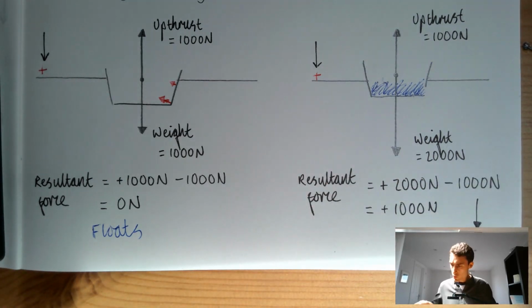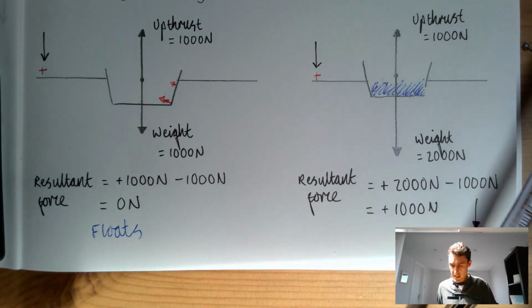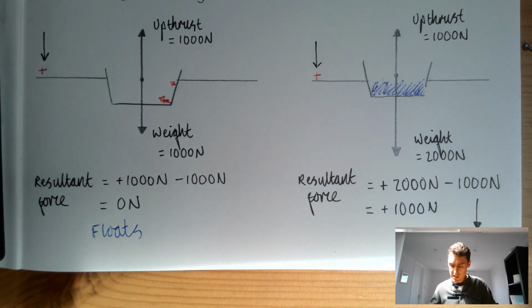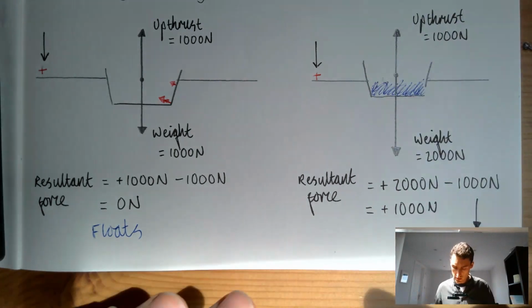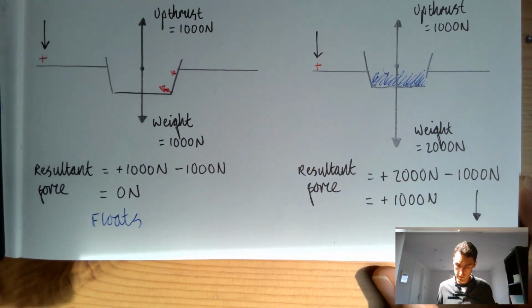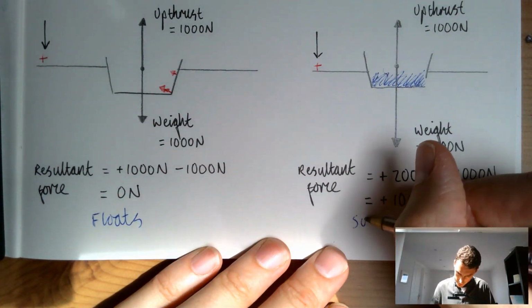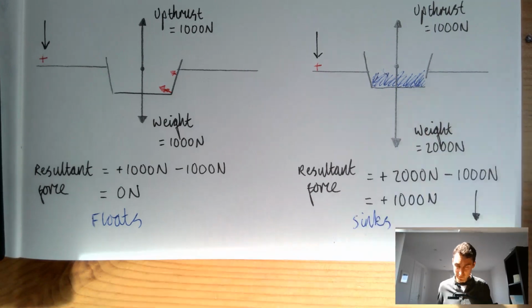And what you want to show to students is, in this case where the weight is greater than the upthrust, and you've got a resultant force downwards, the object must sink. So the boat sinks like that.